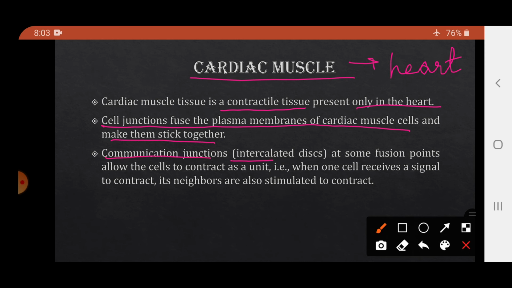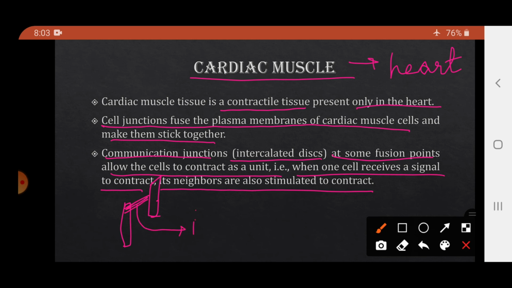Communication junctions are also called as the intercalated disc. At some fusion points it allows the cells to contract as a unit. That is, when one cell receives a signal to contract, its neighbors are also stimulated to contract. Suppose ये एक cell है, ये एक दूसरा cell है. So दो cells के बीच में connections होते हैं which are called as the intercalated disc. What are these connections called as? Intercalated disc. अभी ये intercalated disc क्या करता है? It allows it to contract as a unit.